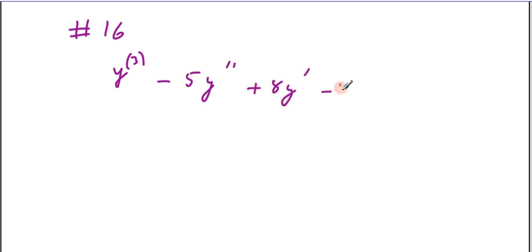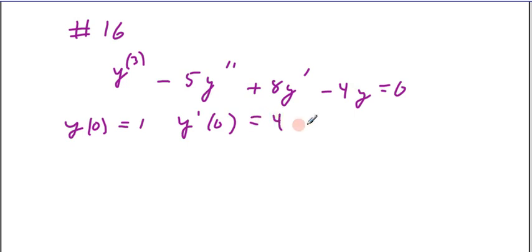There's our problem number 16. And this looks like a similar type of thing. So we have the third derivative minus 5y double prime plus 8y prime minus 4y is 0. I have initial conditions. y of 0 is 1. y prime at 0 is 4. y double prime at 0 is 0.